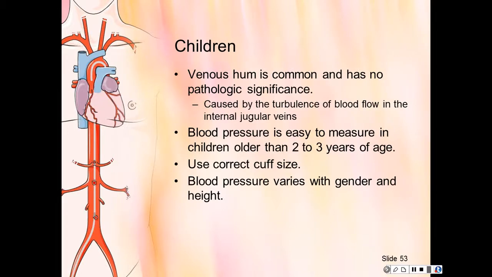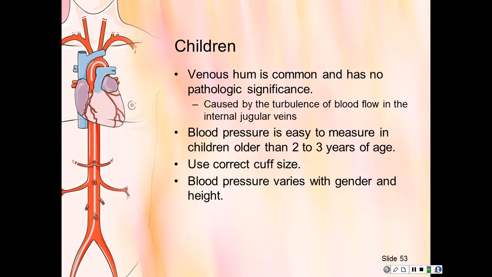In children, realize that a venous hum is common and has no pathological significance, and this happens often with a Still's murmur. It can be caused by turbulence in the blood flow in the internal jugular veins. So if there's a venous hum, that is a benign finding. Blood pressure is easy to measure in kids older than 2 years.